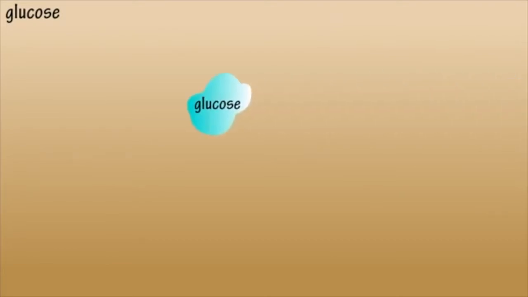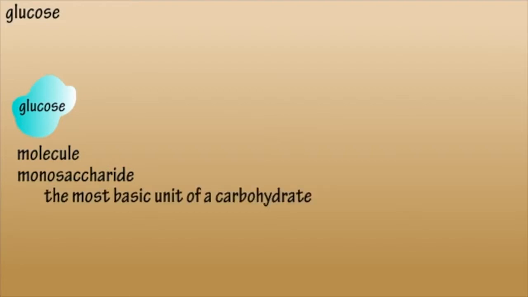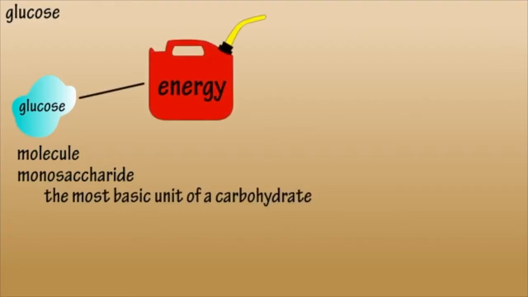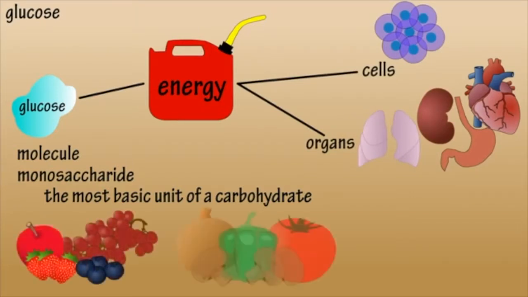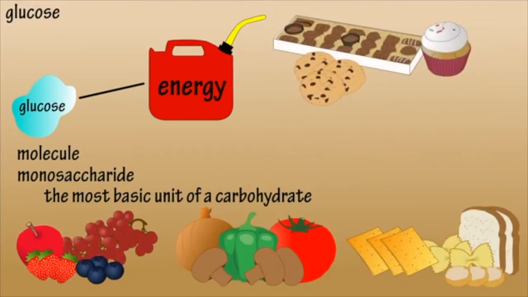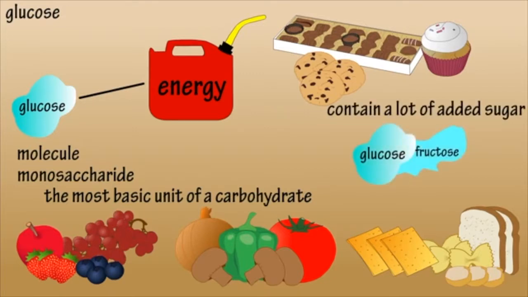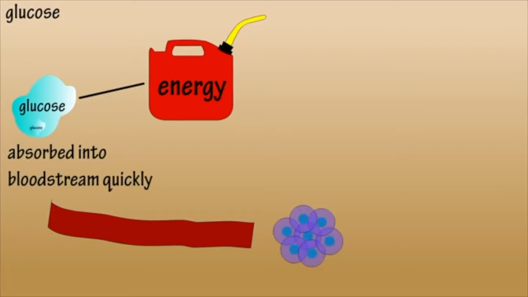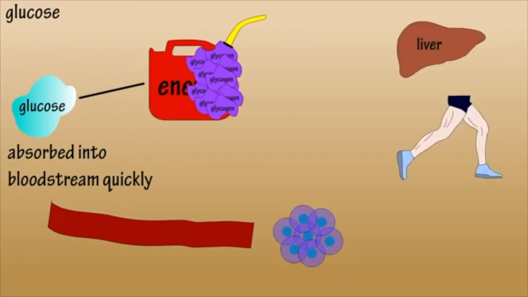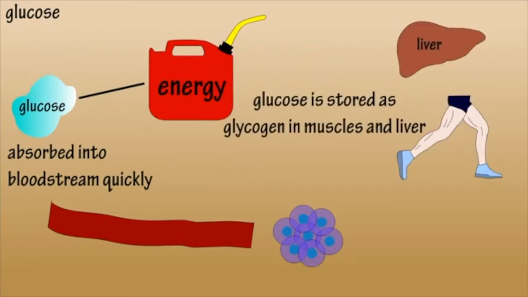Glucose. Well, glucose is a molecule, and it's known as a monosaccharide, which is the most basic unit of a carbohydrate. It's the key source of energy for all cells and organs in our bodies. Foods high in glucose include fruits, veggies, and grains. Desserts and candy contain a lot of glucose as well. Many sweets have a lot of added sugar in them, and sugar is made up of a glucose and fructose molecule. As mentioned before, glucose is a major source of energy in our bodies. Glucose is absorbed into the bloodstream rather quickly, so it can provide quick energy to cells. Extra glucose can then get stored as glycogen in the liver or muscles, providing an energy reserve.